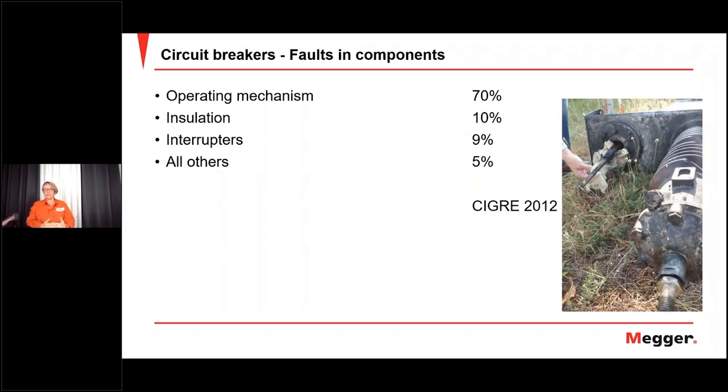So we should consider this when we test. There are many users out there that only test timing, and that's a bit limited because then you don't see all the faults in the mechanism. And it's actually there we can expect the faults. As you see, the interrupters are less than 10% of the faults. So we should look at testing also to test the important mechanism.